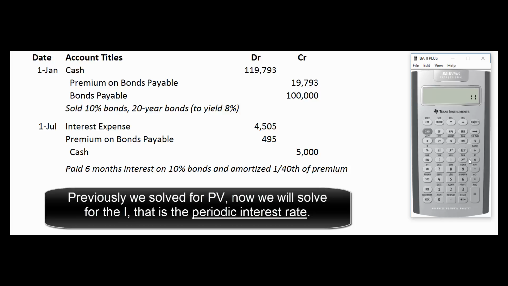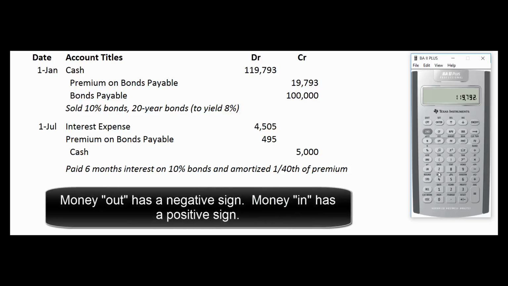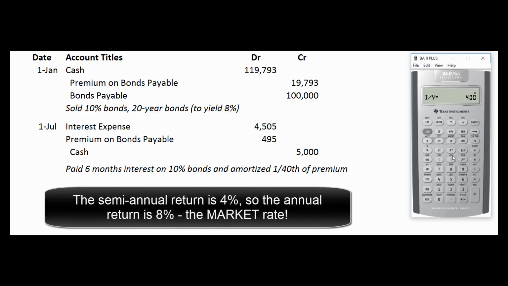They're going to spend $119,792.77. That's money out of pocket to buy the bond. And in return, they're going to get $5,000 every 6 months. And they're going to get $100,000 at the end. So we hit compute I, and we take that and we multiply that times 2, because that's the semi-annual return, to get the annual return of 8%. So we price this bond at the right price so that they will earn 8% on their money. After all, we're selling a 10% bond in an 8% market.